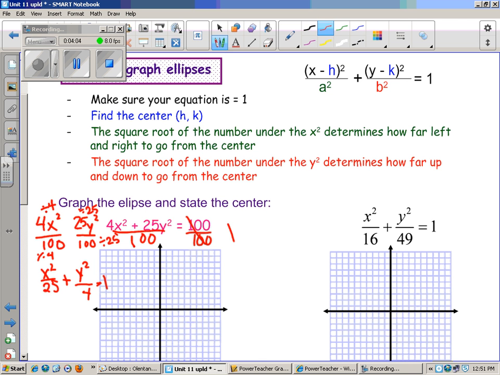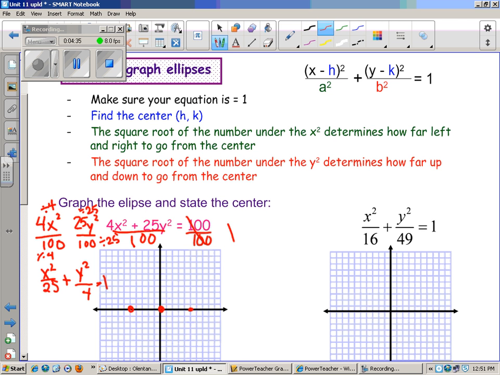Good. Remember, it's really x minus 0 squared and y minus 0 squared. We don't write the zeros. So the center is 0, 0. And then the number under the x tells us left and right, because x goes left and right. So the square root of 25 is 5. So that means I'm going to go right 5, 1, 2, 3, 4, 5. And left 5, 1, 2, 3, 4, 5.